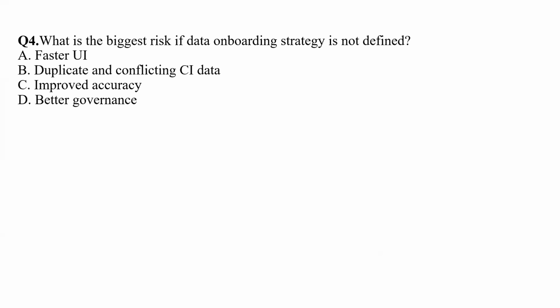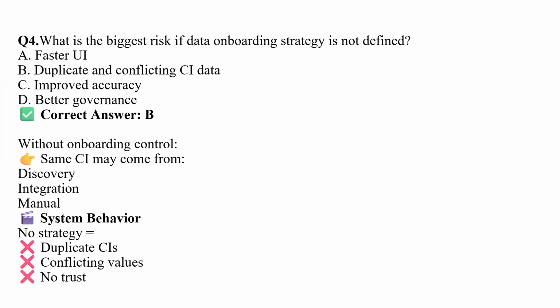I will give a general example. If a company does not follow the proper onboarding way, the same logic we can apply here. So the correct answer is option B, duplicate and conflicting CI data. Without onboarding control, the same CI may come from discovery, integration, manual. So there is no strategy. It will lead to duplicate CIs, conflicting values, and no trust of the data. So the data will not be trusted.